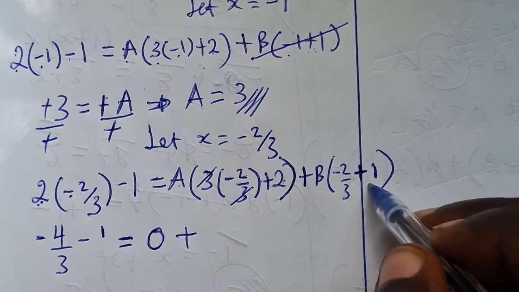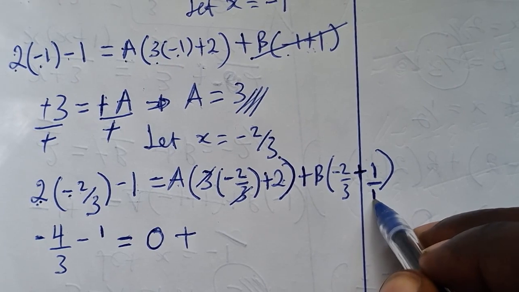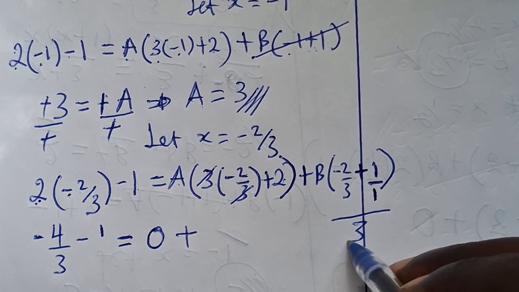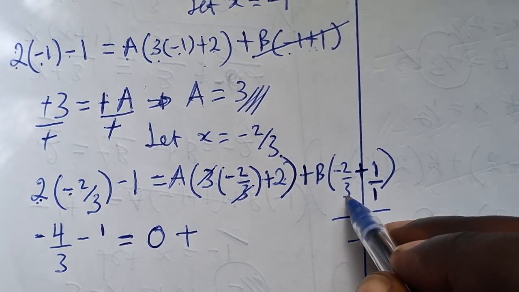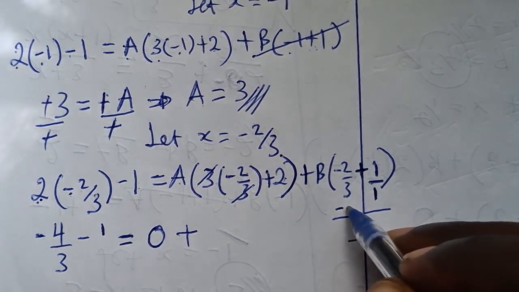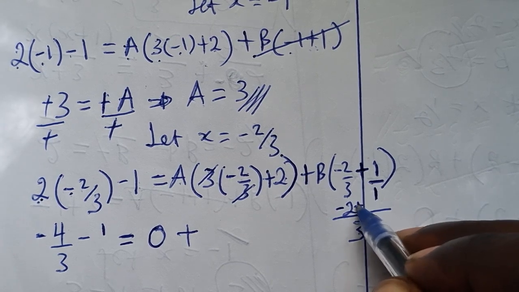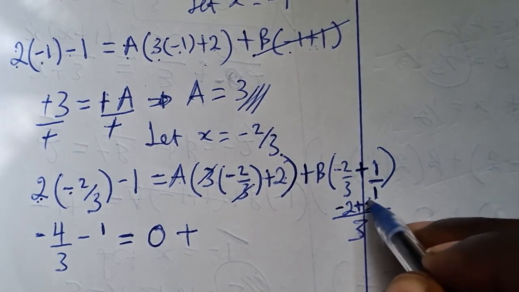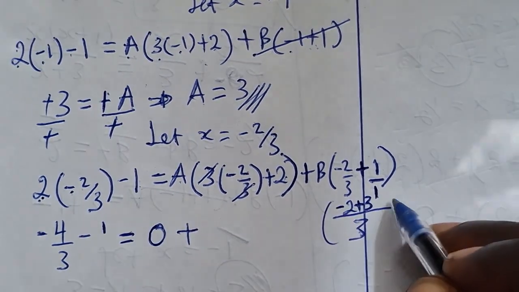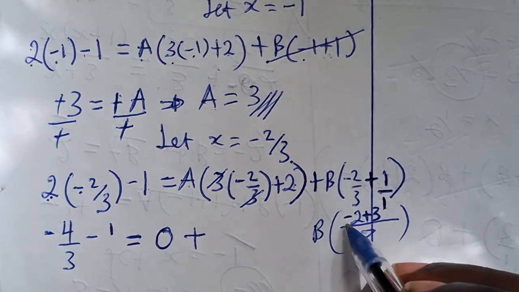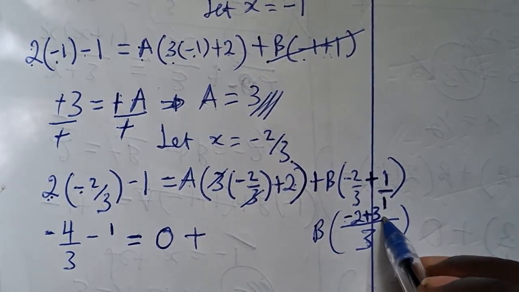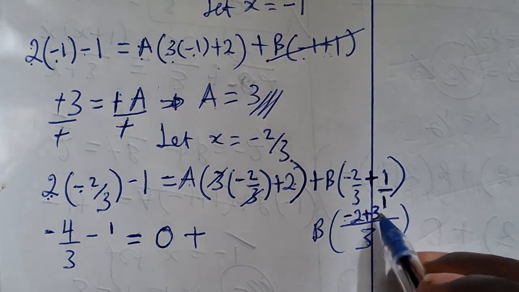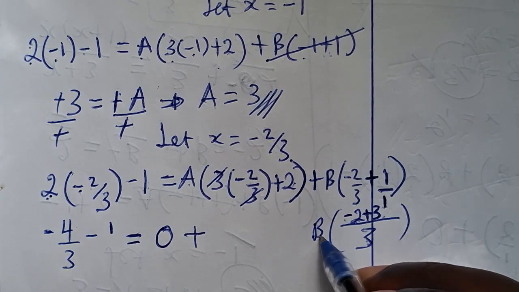Let's just try to look for the LCM here, because 1 is still like over 1. If we look for the LCM, it is 3. 3 divided by 3 is 1. 1 times minus 2 is minus 2, plus 3 divided by 1 is 3. 3 times 1 is 3. So it will be like this. All of this into b. So minus 2 plus 1. Minus 2 plus 1 is 1. So 1 over 3. So b into 1 over 3.